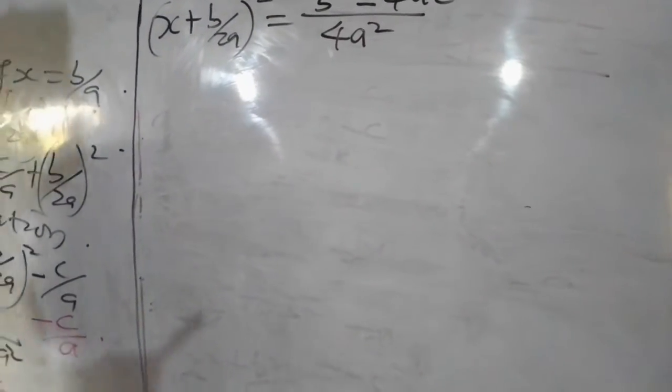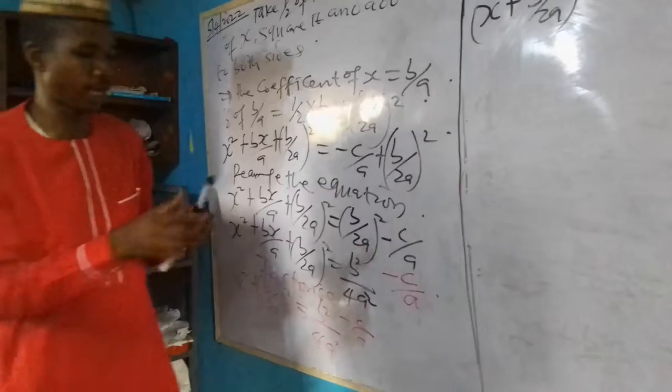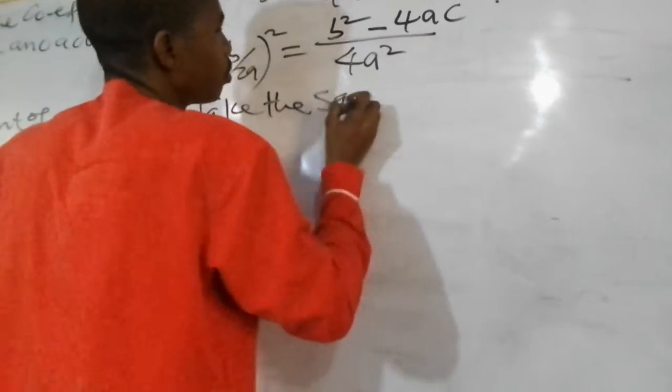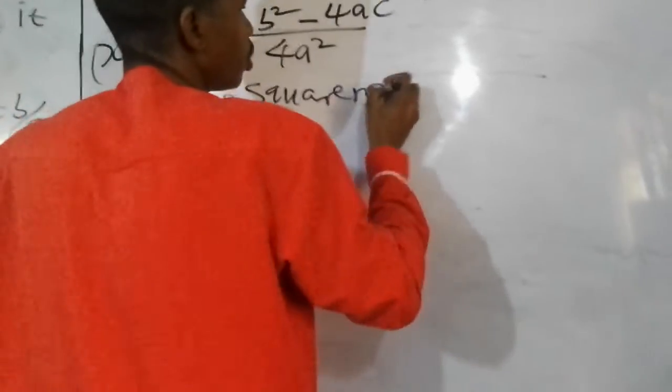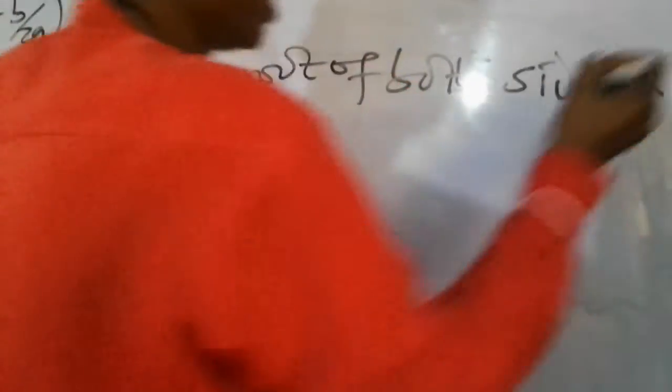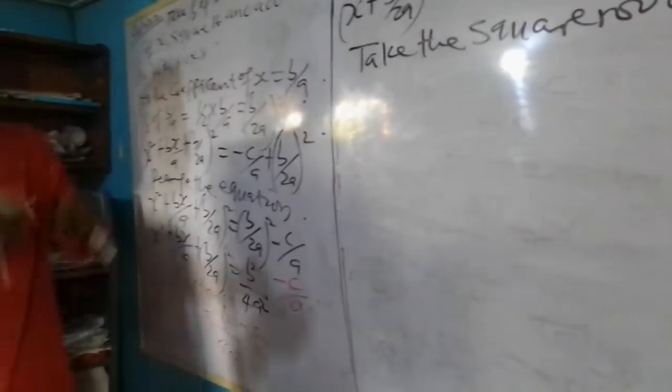The next thing we need to do is to take the square root of both sides. We take the square root of both sides. That is what we want to do.